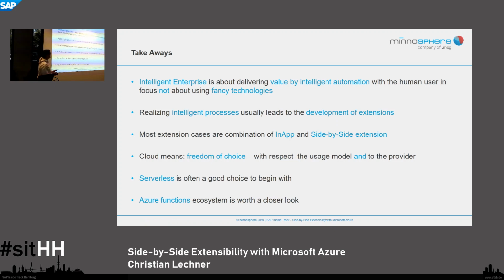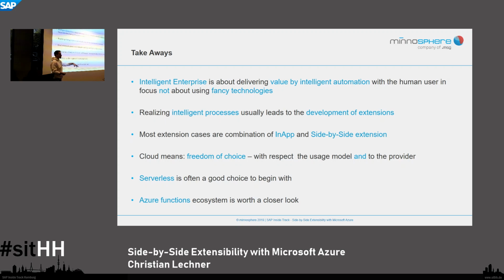From my perspective, the intelligent enterprise, where all the stuff started, is about, well, delivering value by intelligent automation with a human user in the center, and it's not about fancy technologies. Also, we like using technologies. They are a toolbox, and we should know the tools, and we should apply the right tools for the right problem. Usually, when you want to implement the intelligent enterprise or make some intelligent extensions, you end up in development of add-ons of extensions in your SAP system. And in most cases, you will have extensions within your SAP system and side by side.